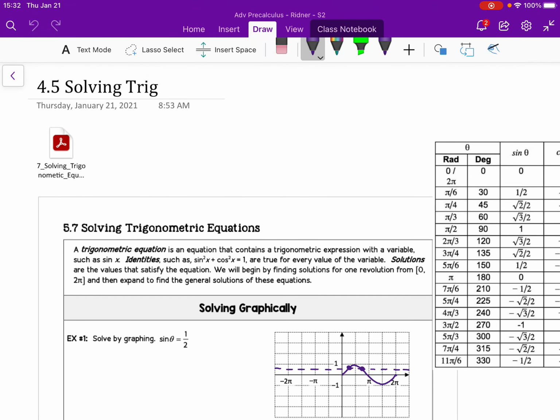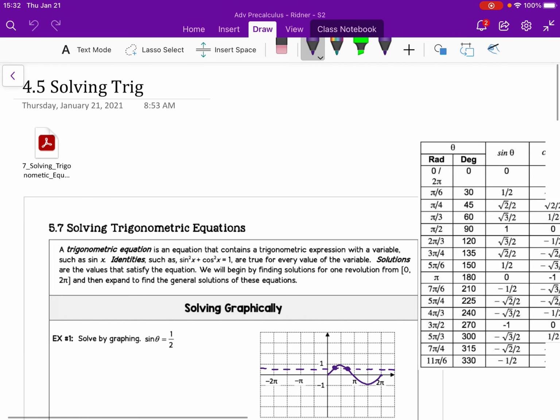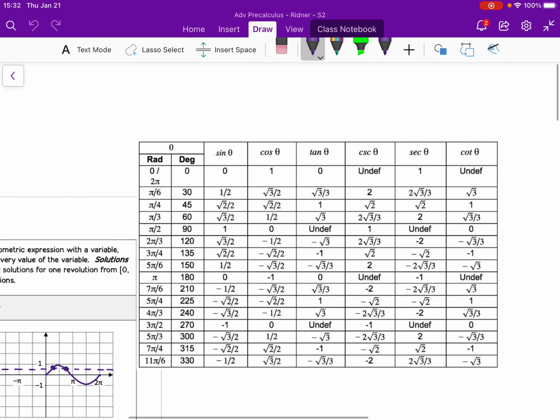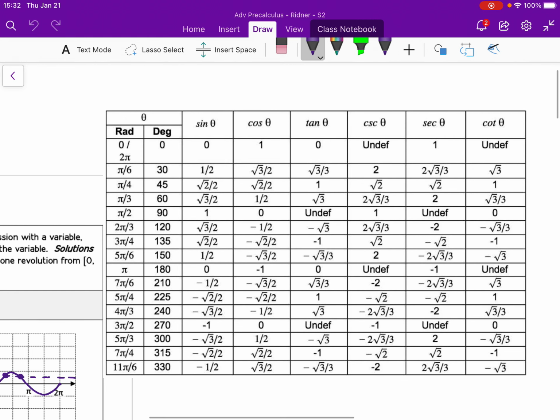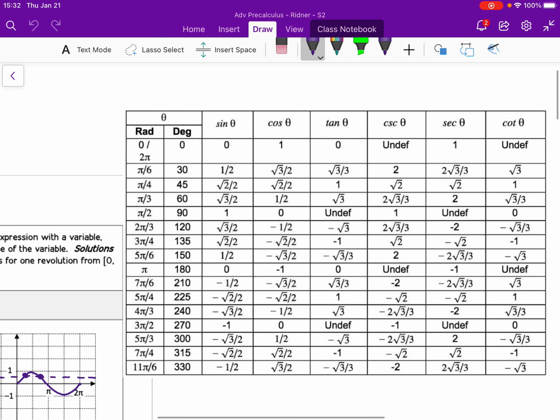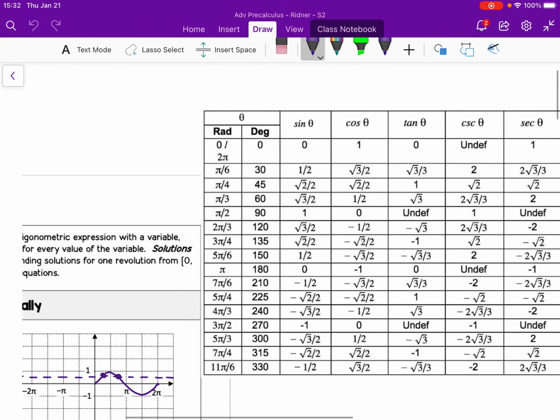All right, 4.5, solving trig. Something that is helpful to have is this right here. It's a trig table, so it's all of the things from the unit circle, so the x values, the y values, y over x, the reciprocals, and so forth. So that's just handy to have to snap a picture of.